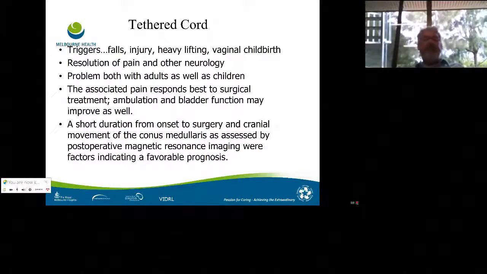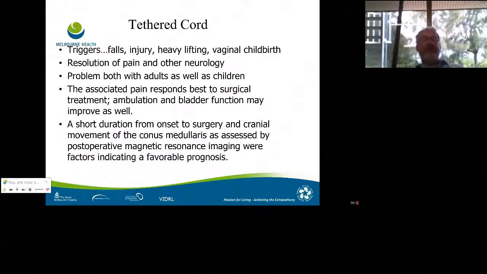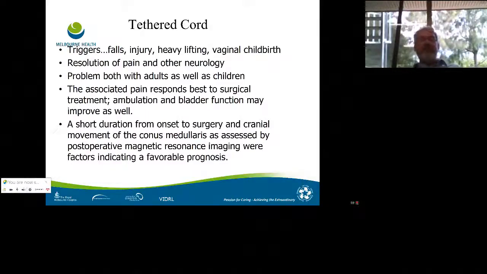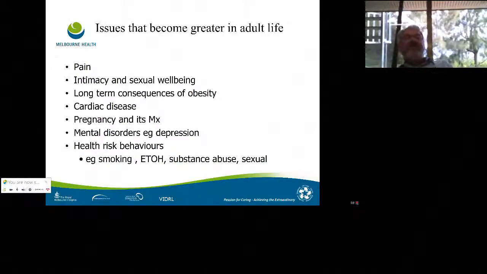And pain is really the best treatment or has the best effect in terms of surgical treatment. Ambulation and bladder function may or may not improve, unfortunately, in the shorter duration, as one might expect from onset to having surgery. The better the outcome is likely to be.